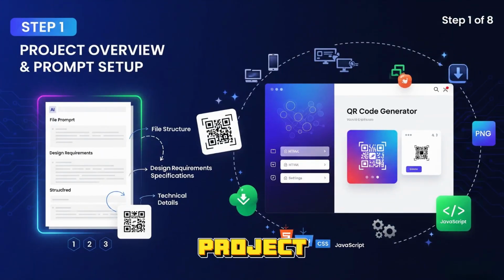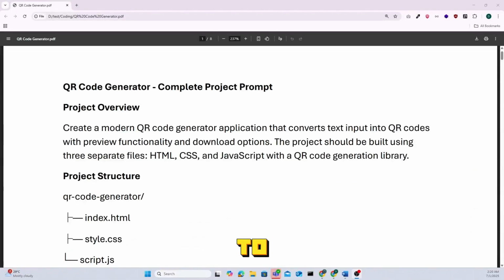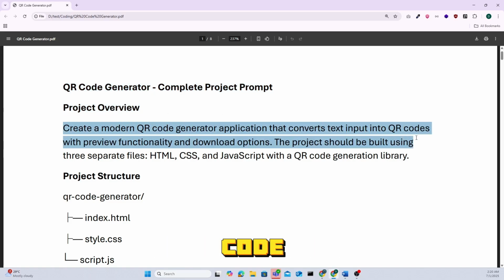Step 1. Project Overview. Let's start with Step 1, Project Overview and Prompt Setup. The secret to getting amazing results from AI is crafting the perfect prompt. Today, I'm going to show you exactly how to structure a comprehensive prompt that will generate professional-grade code.